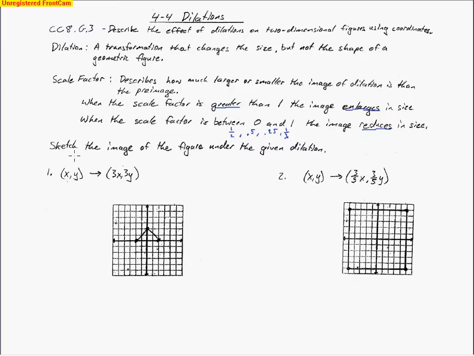So the first set of directions says to sketch the image of the figure under the given dilation. What they're giving us is xy. This represents the original figure, that's this figure here, or the original image. Sometimes they'll call it the pre-image. And then this is considered the new image, or we'll just call it the image itself after it's gone under this dilation. And what this 3 represents is to multiply the x value by 3.